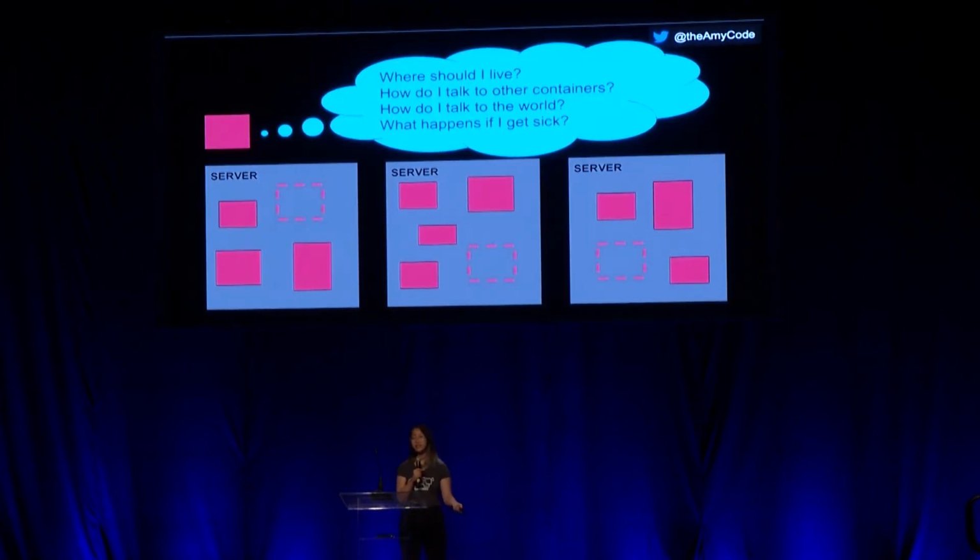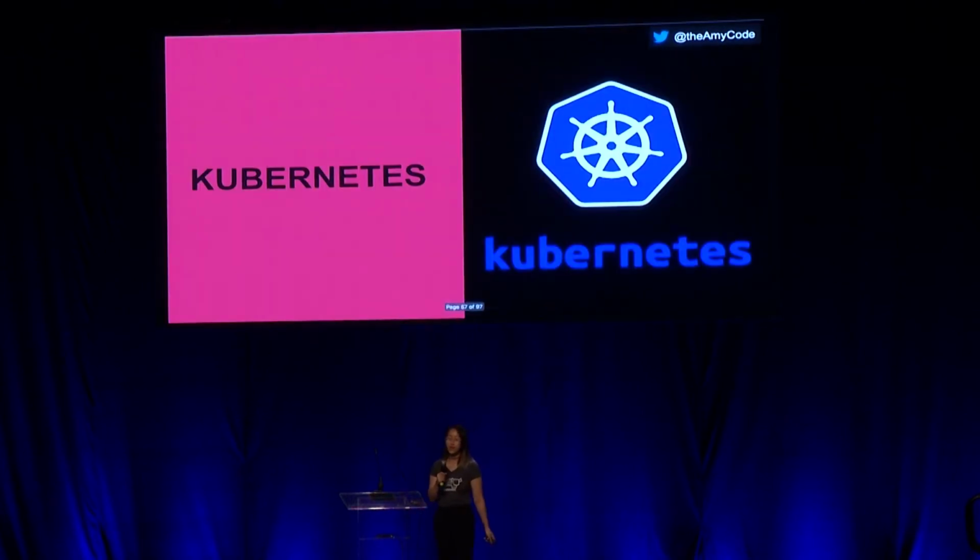You can't just depend on leaving your baby computer and plopping it into a server, right? Your baby computer is going through this existential crisis. It's asking questions like, where should I live? This is under the realm of scheduling. How do I talk to other containers? That's under the realm of networking. How do I talk to the world? So how do I route traffic to my baby computer? What happens if I get sick, right? And this is where Kubernetes comes in.